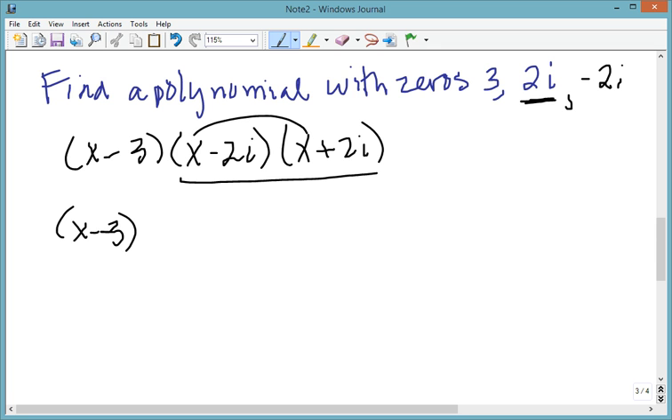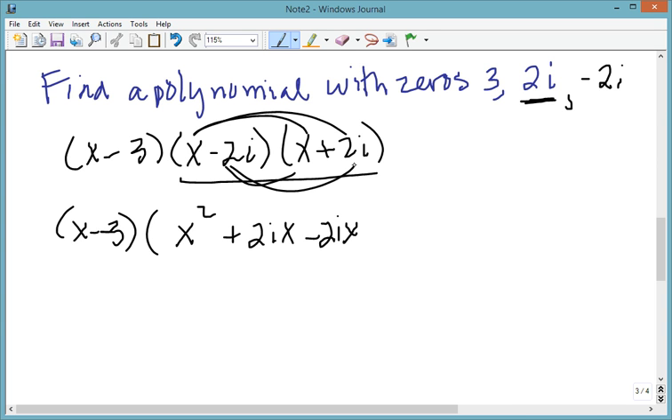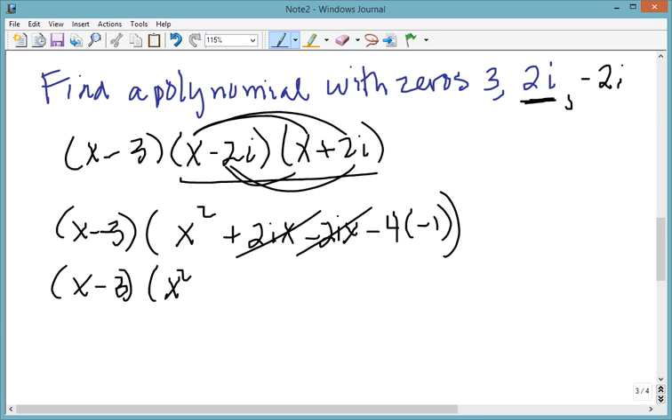So now I've got x squared, and I've got 2ix, and then I'll have negative 2ix, and then I'll have negative 2i times 2i, so that would be negative 4 i squared. i squared is negative 1. Okay, so I end up with x minus 3 and x squared. These two cancel, and this is plus 4.